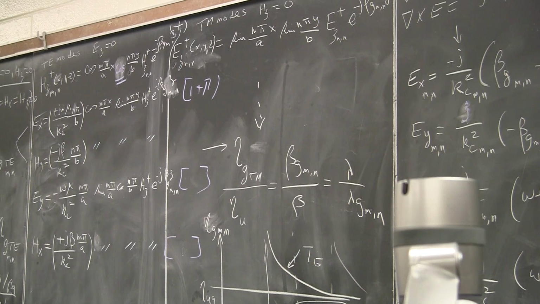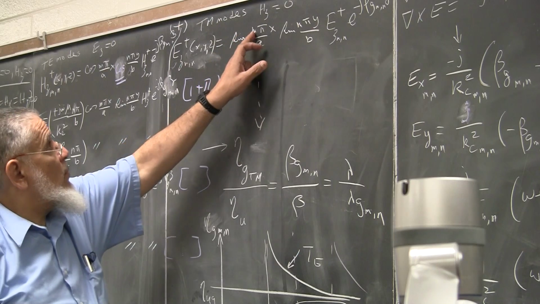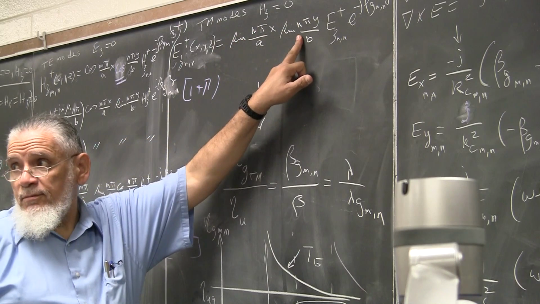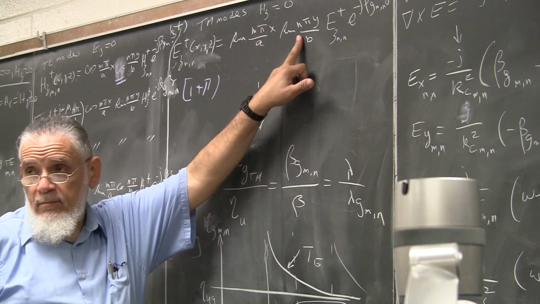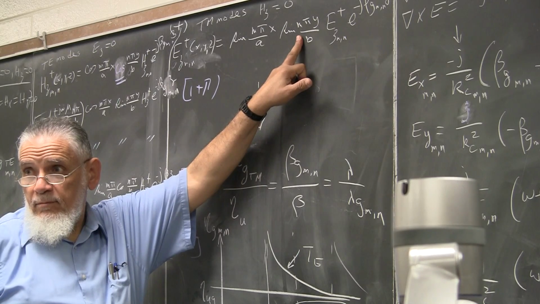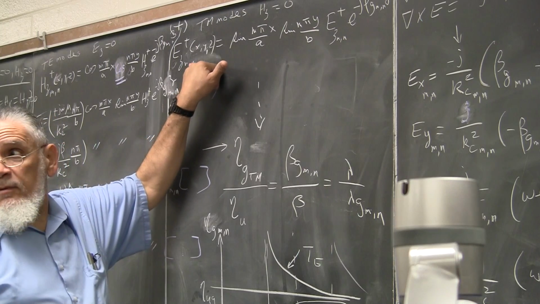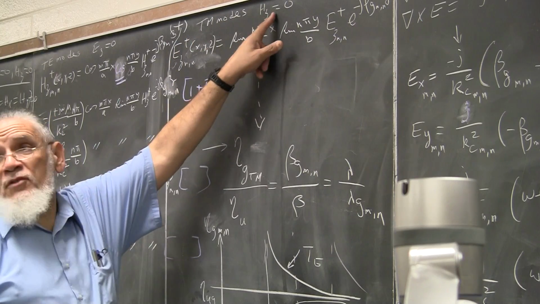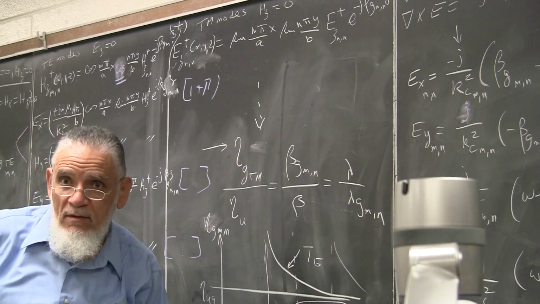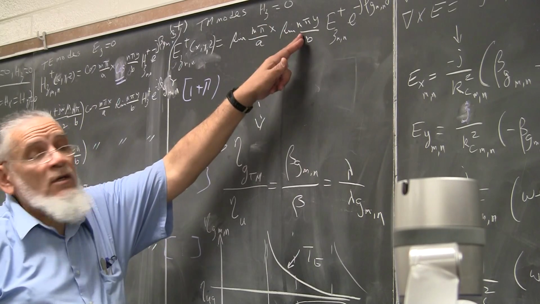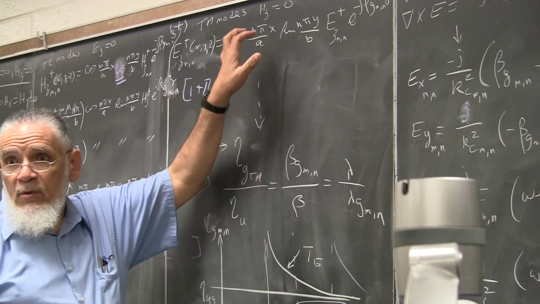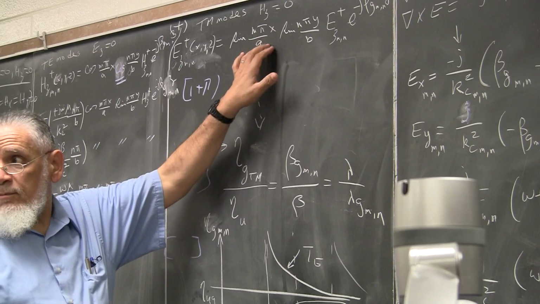Now, for the TM modes, as it turns out, you can't have either M or N equal to 0. If M is equal to 0, your E sub Z is equal to 0, and we already have H sub Z equal to 0, that means everything is dead. If N is equal to 0, same thing. So the lowest order mode here is 1, 1.